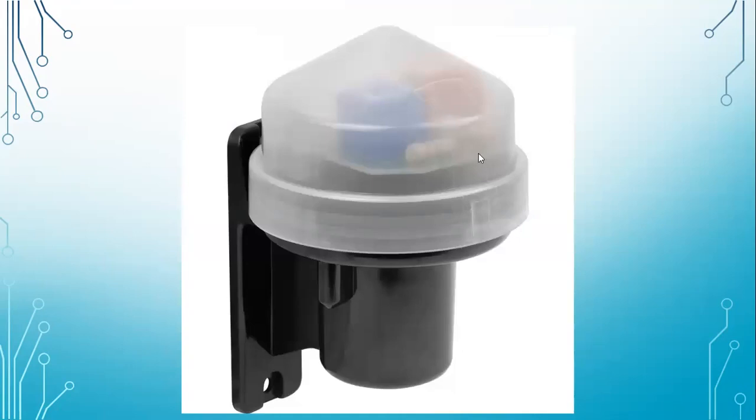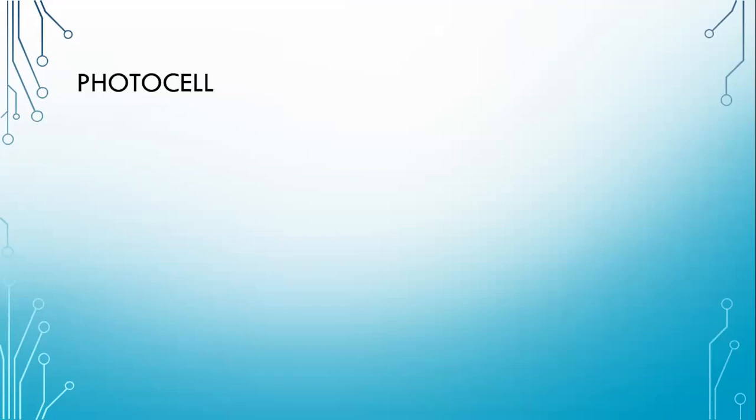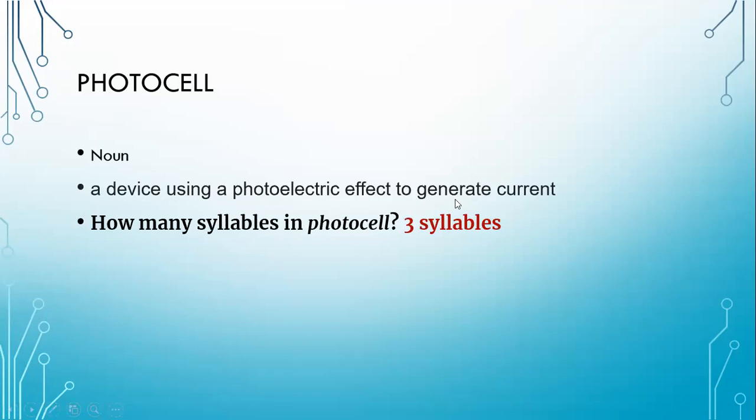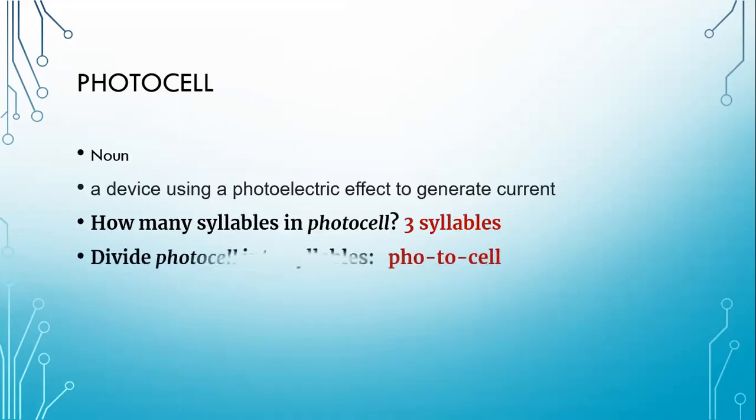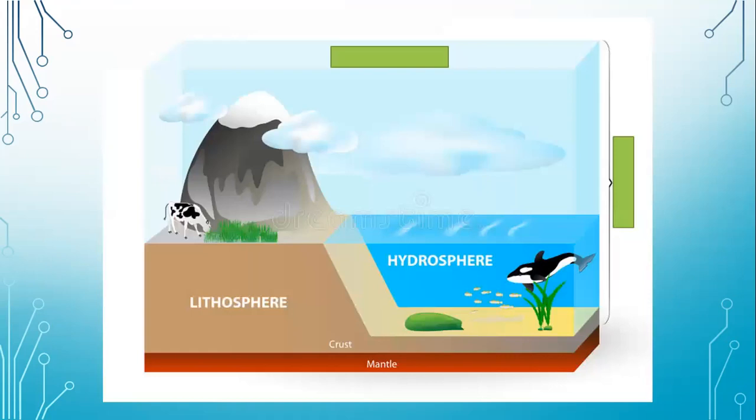Okay, so this one, you won't know it because it's really into science. Only a grade 11 or grade 10 will know it. This is called photocell. Repeat after me, photocell. I didn't know it, actually, so I thought you wouldn't know it. I will just explain it. A photocell is a noun, and it's a device using the photoelectric effect to generate current. This generates electricity, and don't ask me why, because I don't know, really. You need a science teacher to tell you about it. Photocell has three syllables, photo and cell.